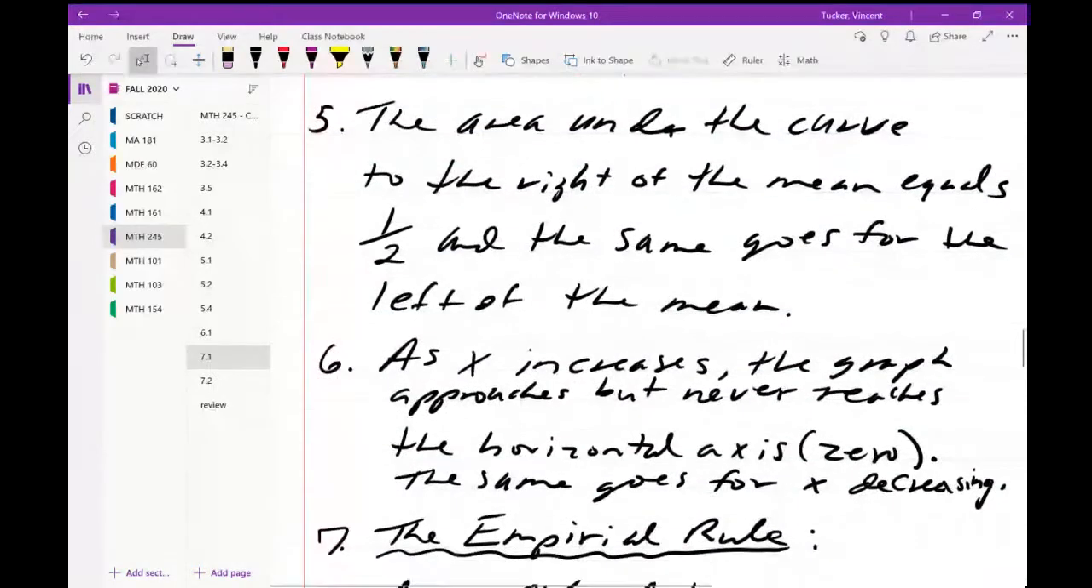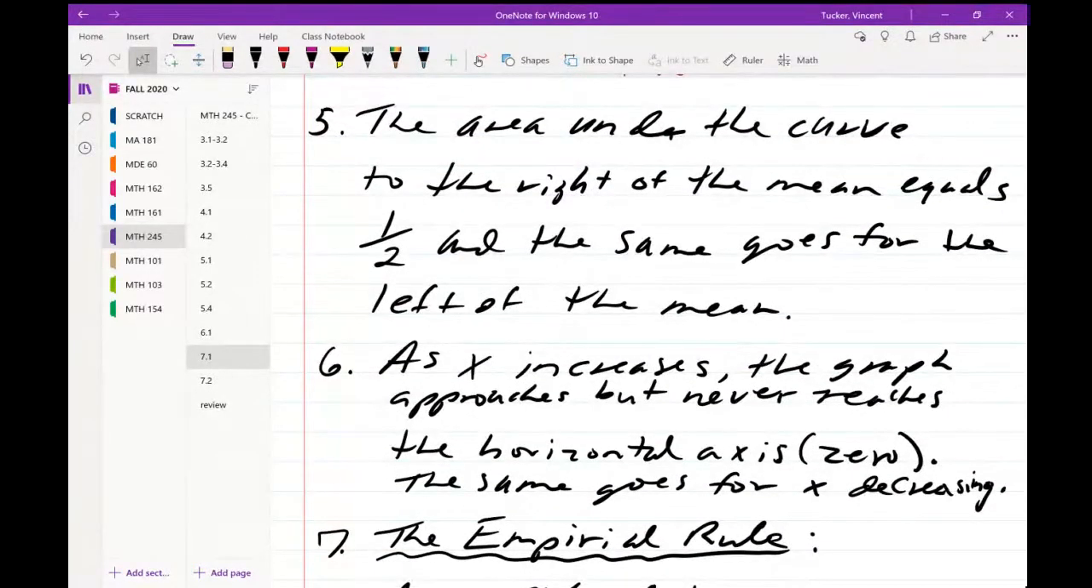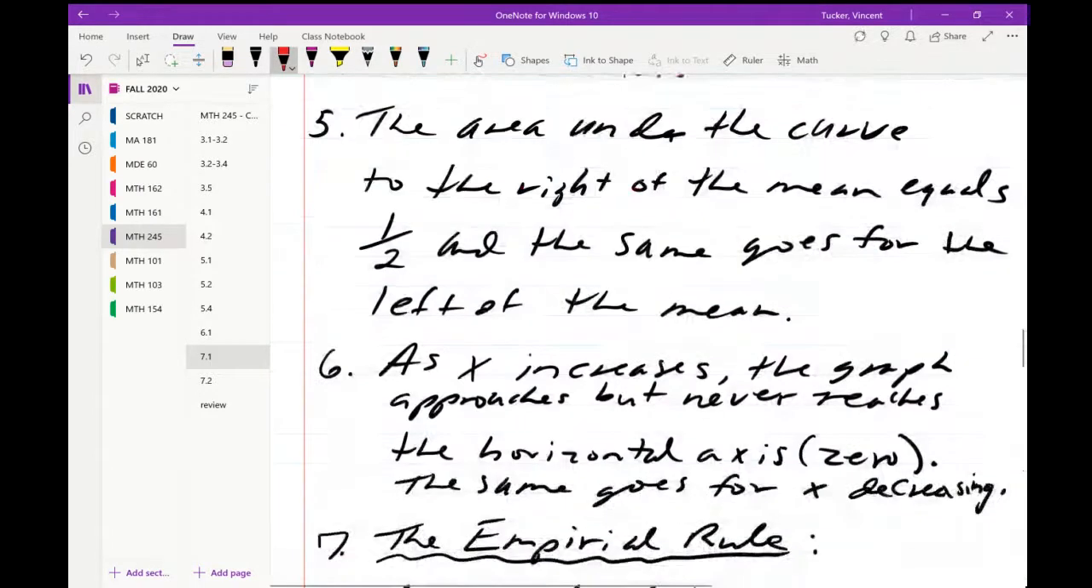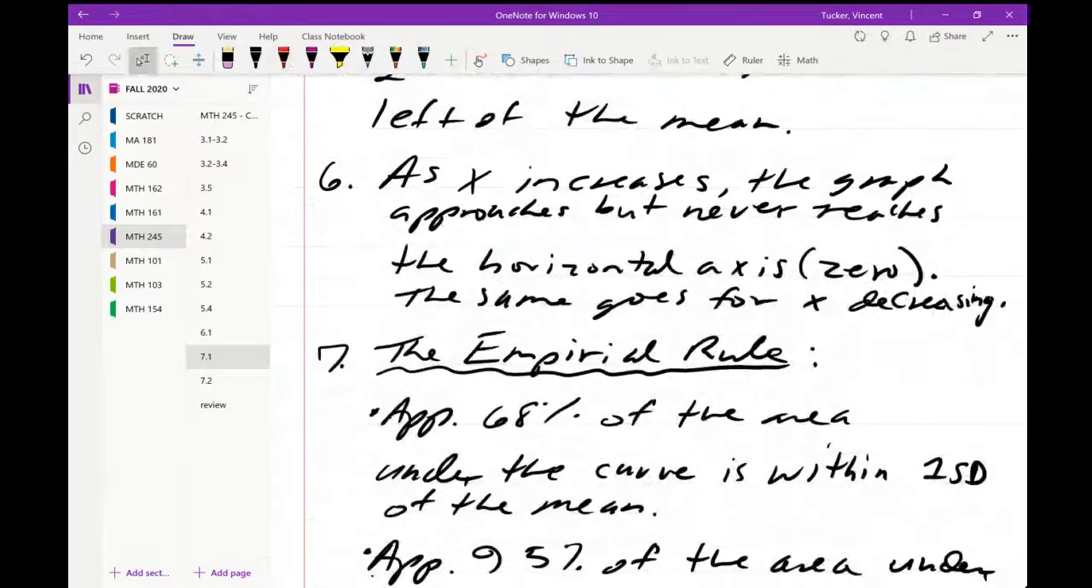All right. As x increases, the graph approaches but never reaches the horizontal axis, which is 0. Same goes for x decreasing. So that's why when you look right here, I don't let the graph touch the actual horizontal axis. That's why there's that space right here, because it's not supposed to actually touch. Because it never touches 0.